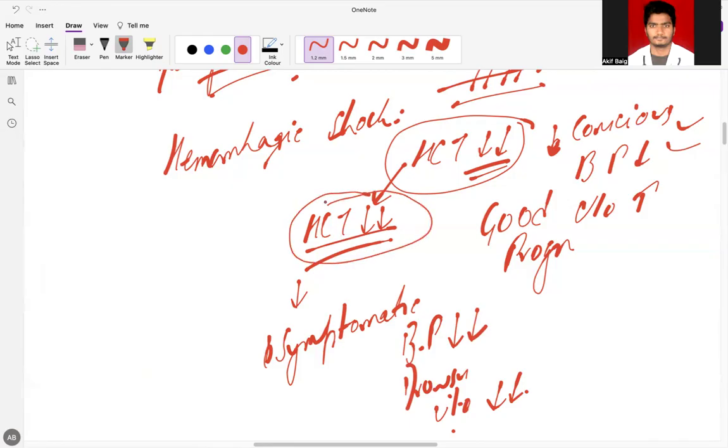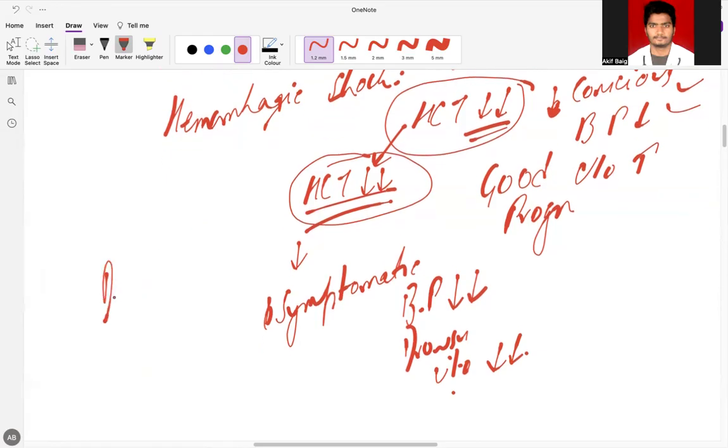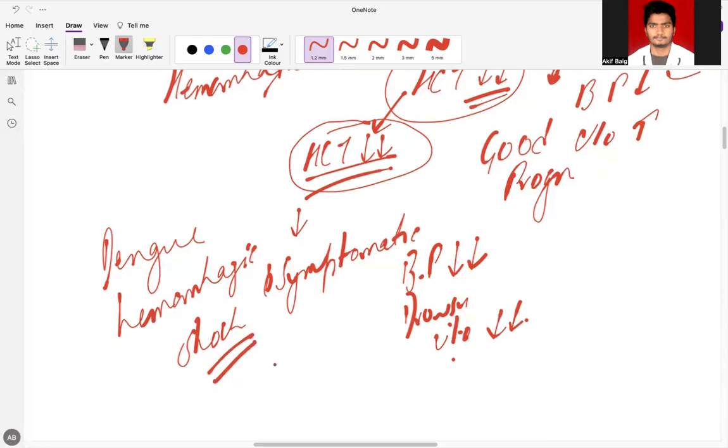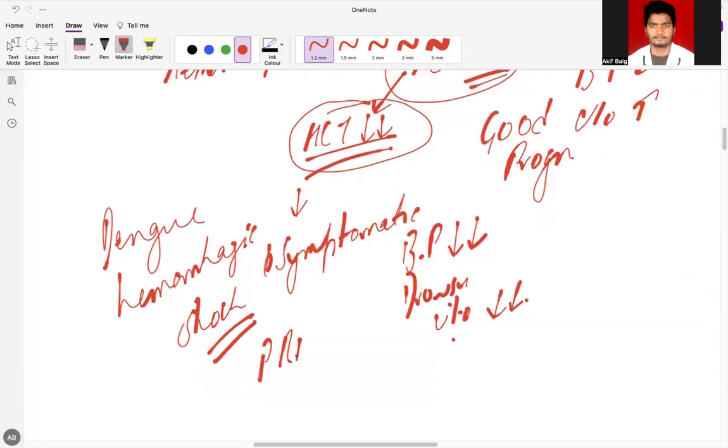So this time we should suspect that although hematocrit is a good prognostic sign, if it is decreasing along with the persistence of decreased BP, increased drowsiness, and decrease in urine output, we should suspect what is called dengue hemorrhagic shock. So in this patient, packed RBC transfusion or whole blood transfusion is immediately required along with the platelets.